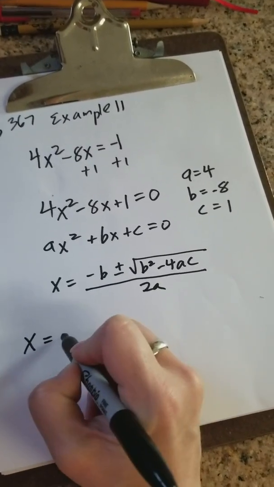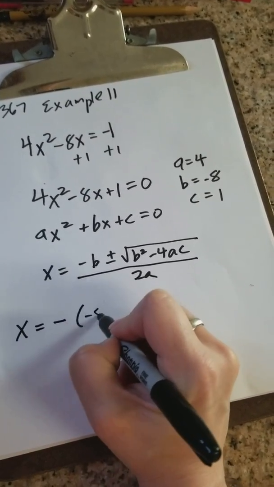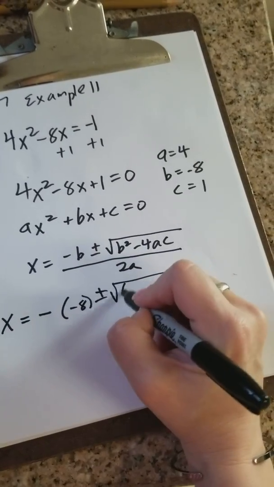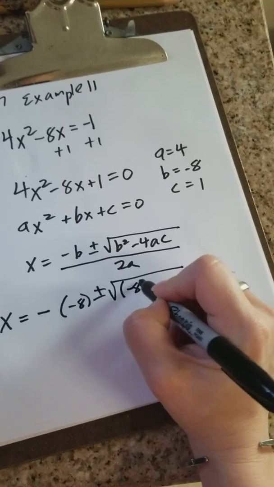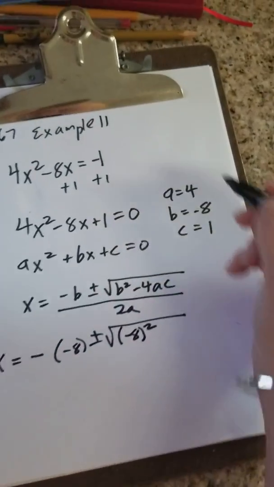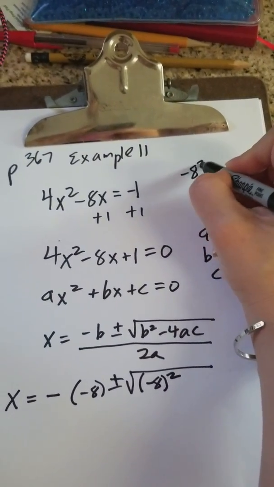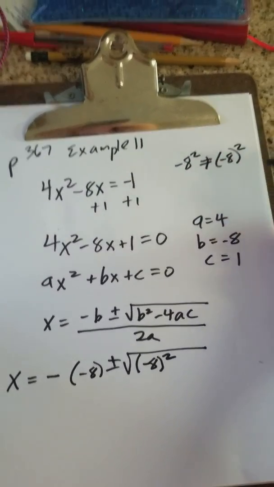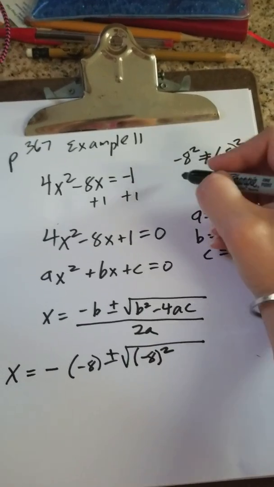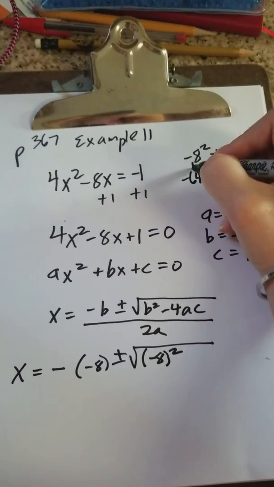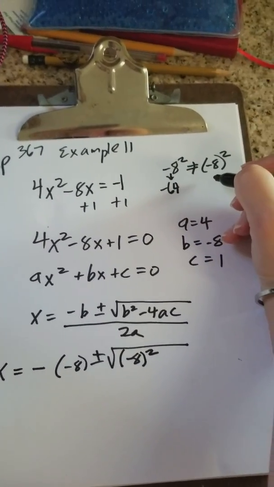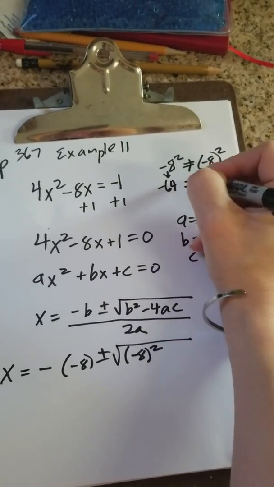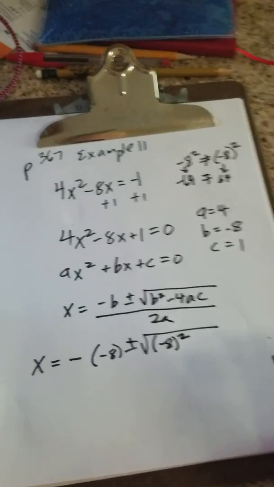So x equals negative 8 plus or minus the square root of b squared. Make sure that negative 8, the whole thing goes in parentheses. Just a little side note, if you put this in your calculator, you will not get the same thing as this. Here, you square and then negate, giving us a negative 64. Here, negative 8 is squared, which would give you a positive 64. So I'm not sure if that's what the issue is, but just be careful.